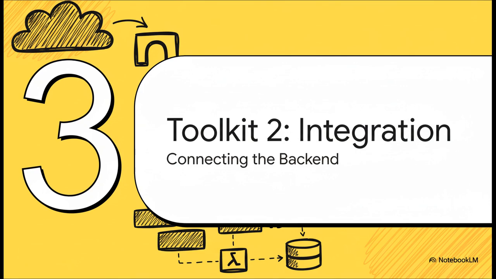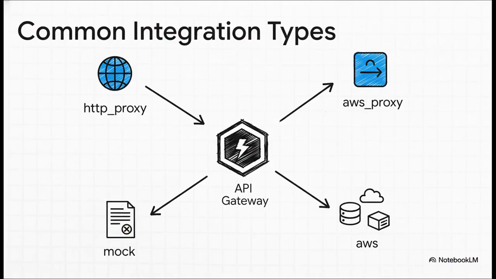Okay, so our API is secure. Now what? Well, let's connect it to a backend. This is pretty much the whole point of API Gateway, and our second toolkit is going to handle exactly that. The type property inside the integration object is where all the magic happens. AWS Proxy is probably the one you'll see the most for serverless apps. It just passes the whole request straight to a Lambda function.